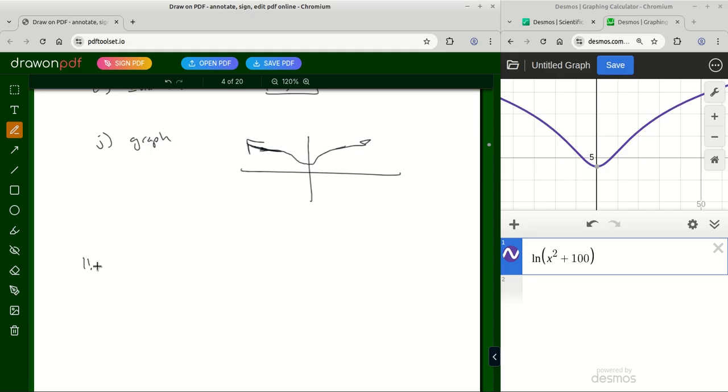So 11.467. It says C of x, this is like my cost, is 40,000 plus 95x plus 0.04x squared. And it says find the oblique asymptote.